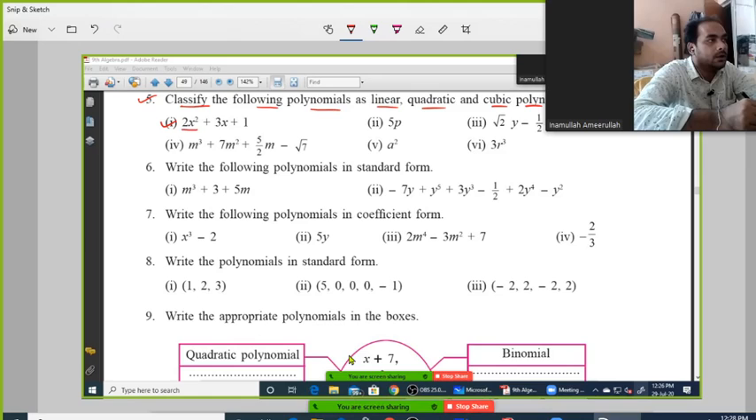2x square, 3x. So this term has 2 as power, this term has 1 as power, and this one has 0 as power. So the highest degree is 2 for this polynomial. So this is called a quadratic polynomial. So you just need to mention quadratic for this question. Quadratic polynomial.